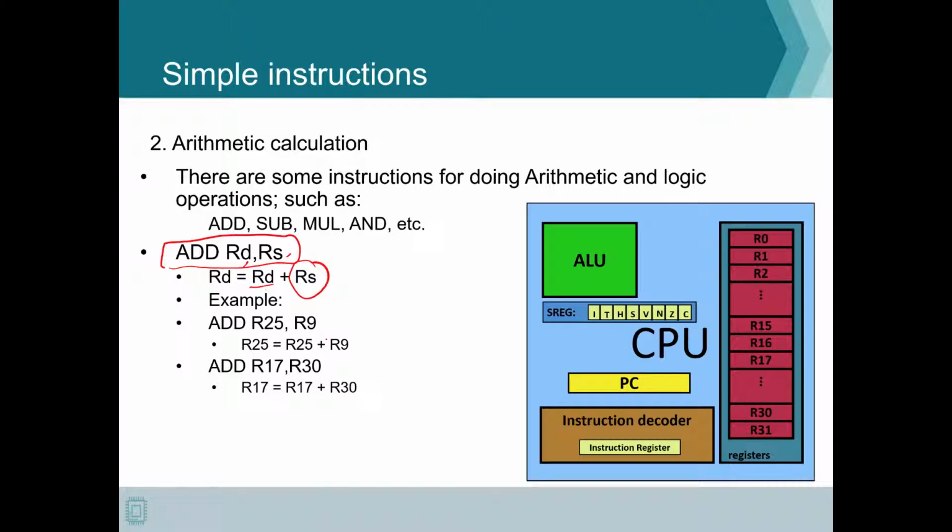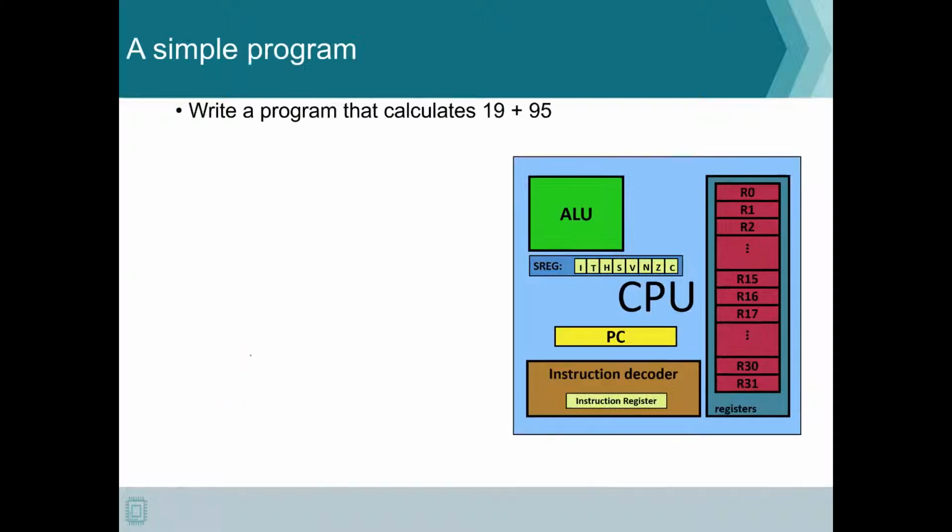So here is an example. We take the value from R9 and add it to R25 and put it back in R25. So here you can see always the operation goes from the right towards the left. So similarly here, take the value in R30, add it with R17 and put it in R17.